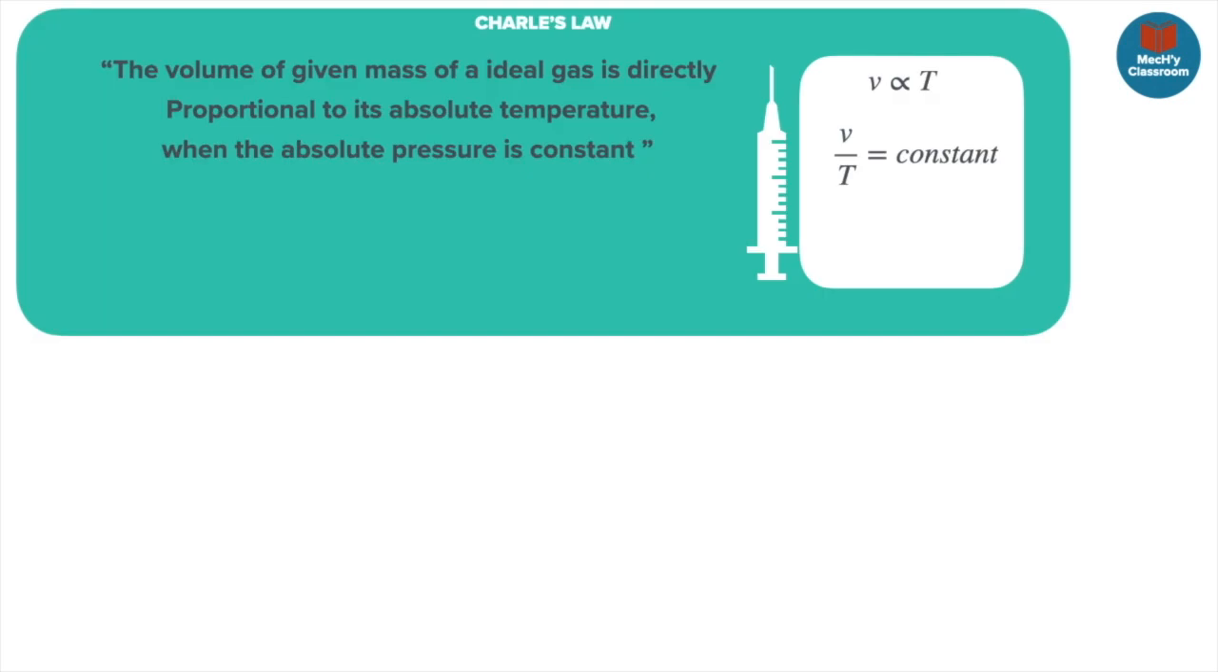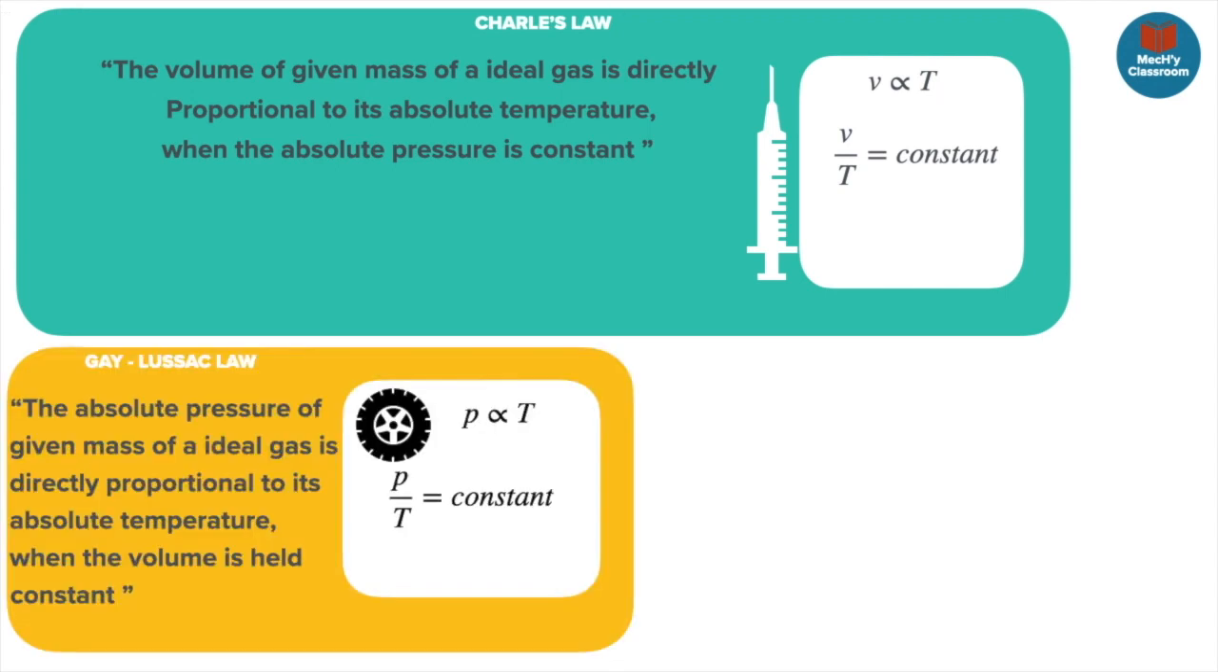Charles' law states that the volume of a given mass of ideal gas is directly proportional to its absolute temperature when pressure is constant. The formula is V proportional to T. Next, Gay-Lussac's law. Here, pressure is directly proportional to absolute temperature when volume is held constant.